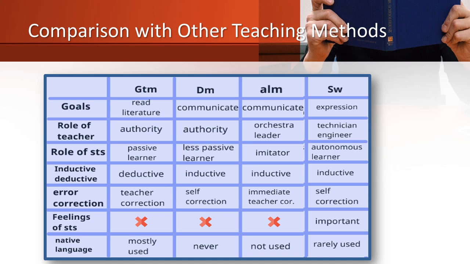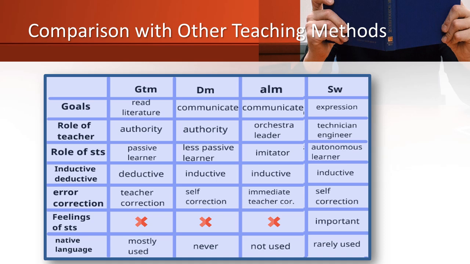Inductive, deductive: if we discuss both of these, then the grammar translation method is deductive, the direct method is inductive, audio lingual is inductive, and the silent way is also inductive. Error correction: in the grammar translation method, the teacher always corrects the mistakes. In the direct method, self-correction is encouraged. In audio lingual, immediate teacher correction is required, while in the silent way, self-correction is worked on. If we discuss the feeling of a student, in three methods they don't work on feelings, just emphasize the learning. While this is a positive of the silent way: feelings of students are important here.